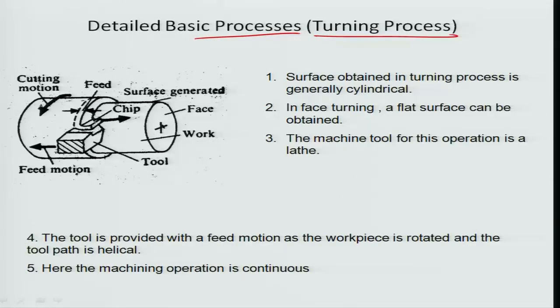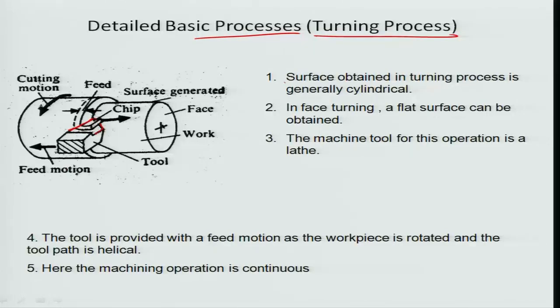Okay. So, a similar kind of process of peeling can be illustrated even for turning operations. Here also you can see a tool, and you can see the level of engagement of this tool edge, which peels off the surface material, and it tries to again remove the material by peeling action. It is a continuous process, because when the surface is rotating with respect to this edge, there is a continuous removal of chip material from the workpiece surface.